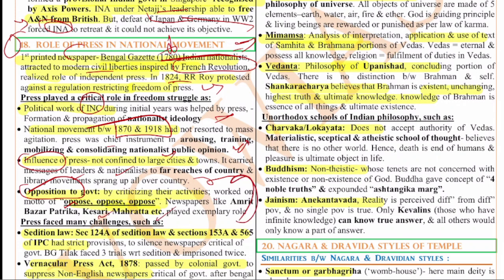We have to write these important newspapers, Kesari and Maratha by Tilak, and the Amrita Bazar Patrika, which overnight changed into an English paper because of the Vernacular Press Act. So we can write the way they played their role in arousing the consciousness of the people, in arousing nationalist sentiments among the people. So we have to write all of these things.